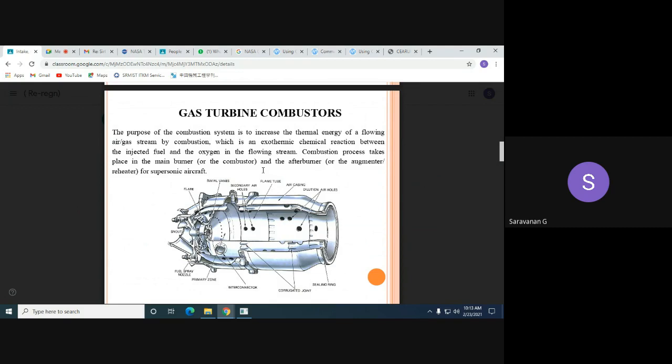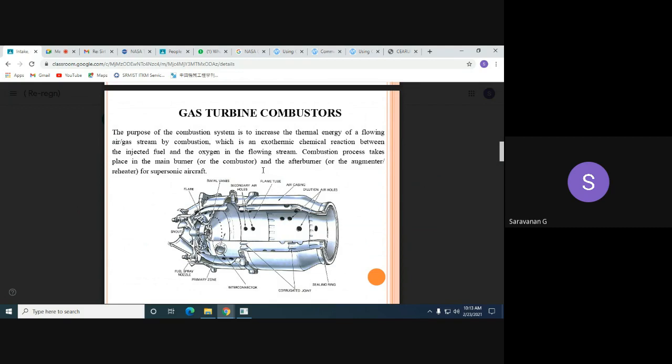In the diagram you can see the primary zone, where a number of holes allow air in. Then we have secondary air holes, which form the secondary zone, and then the dilution or tertiary air holes, the tertiary zone, along with the air casing. This is the overall arrangement of a basic combustion chamber.